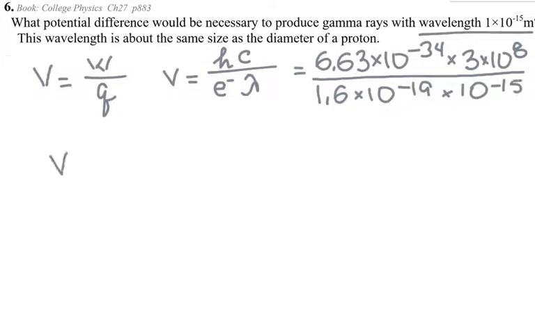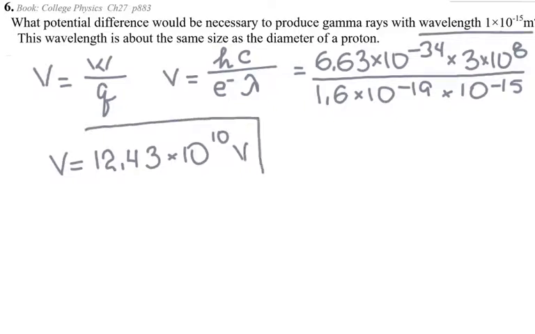So V is equal to 1243 times 10 to the 10th volts. Or actually 10 to the 8th volt, right? 10 to the 8th volt.